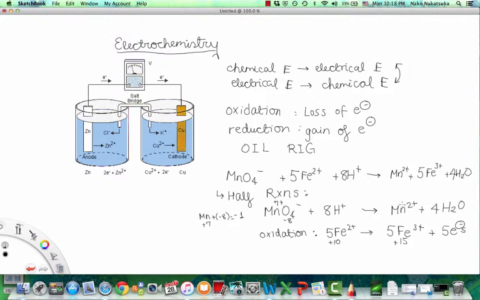So now we can see that we're going to put 5 electrons on this side, right? Because 5 electrons would be subtracting 5 from the 7+ to make it 2+. So I'm going to squeeze that guy in here, plus 5 electrons. And since you're adding 5 electrons here, this is going to be reduction because you're gaining electrons. So this is going to be the reduction equation.